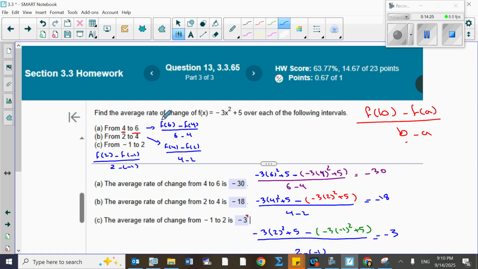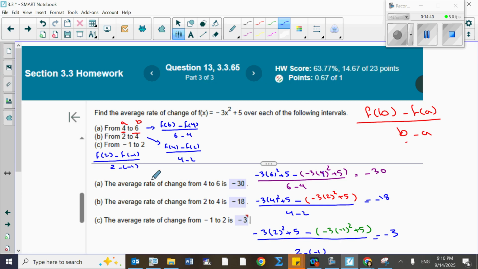So here, if I want to find the average rate of change for 4 to 6, I just need to do f of 6. So I'm going to call this a, this one b. F of 6 minus f of 4 over 6 minus 4. And the same for the other ones, f of 4 minus f of 2 over 4 minus 2. F of 2 minus f of -1 over 2 minus -1.